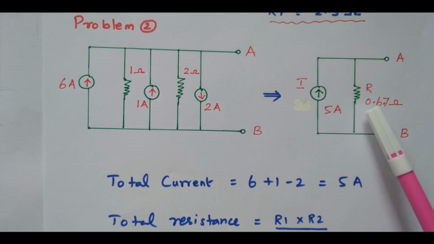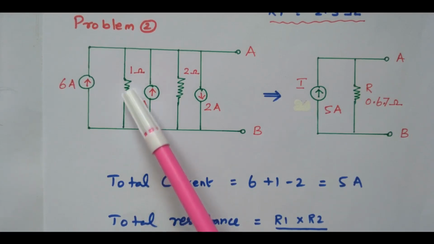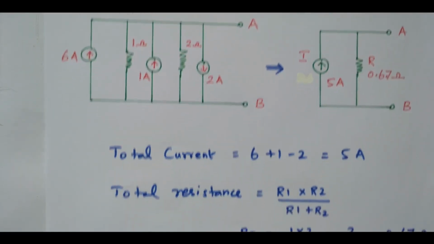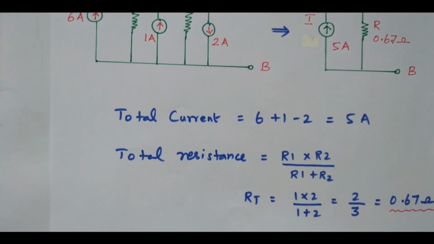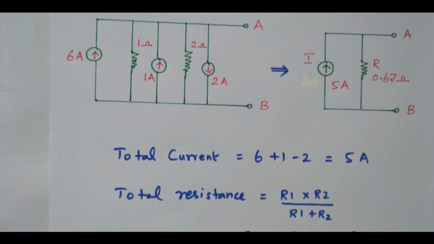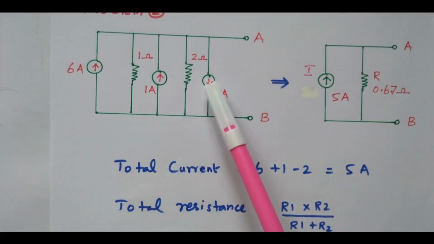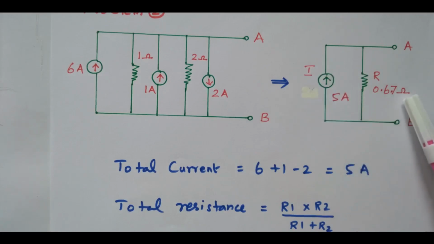Then what is the total resistance? These two resistors are connected in parallel, so by using the parallel combination, we can find the resistance. We take the 1 ohm as R1 and 2 ohm as R2. The total combination connected in parallel is R1 R2 divided by R1 plus R2. So 1 into 2 divided by 1 plus 2, that is 2 divided by 3, 0.67 ohm. The resultant resistance will be 0.67 ohm. So the 3 current sources are now converted into a single current source with a single resistance of 0.67 ohm.